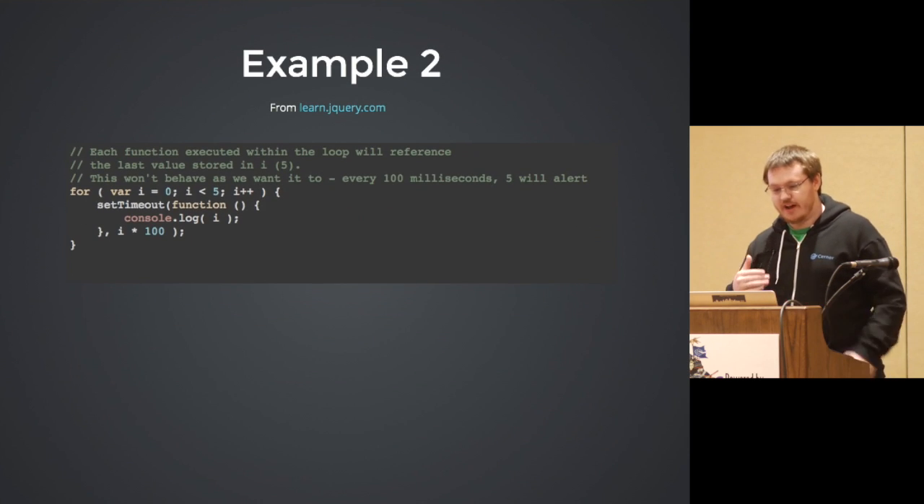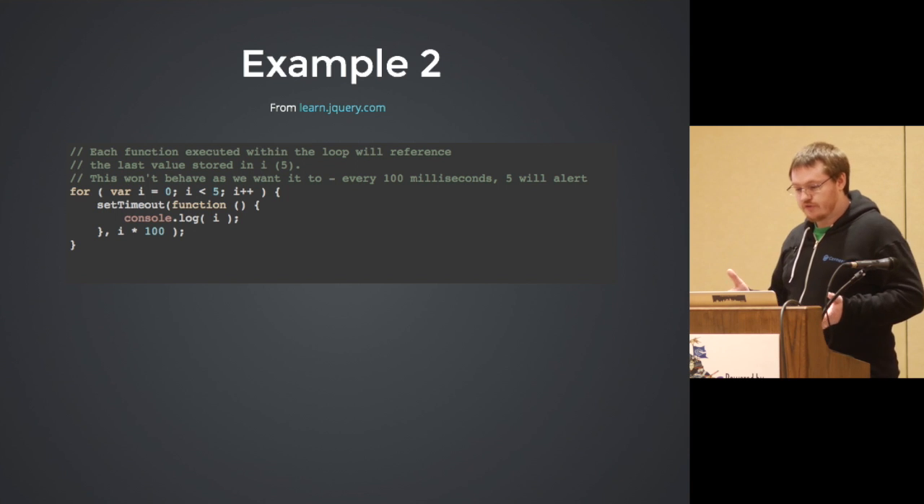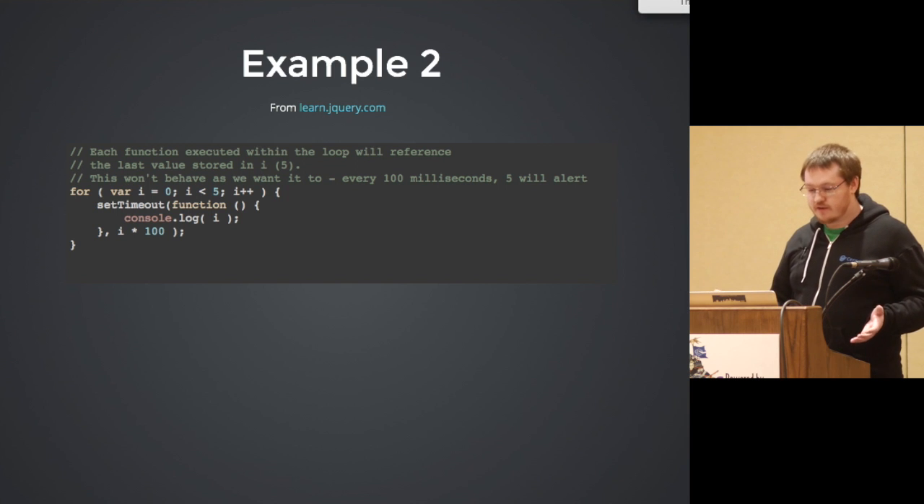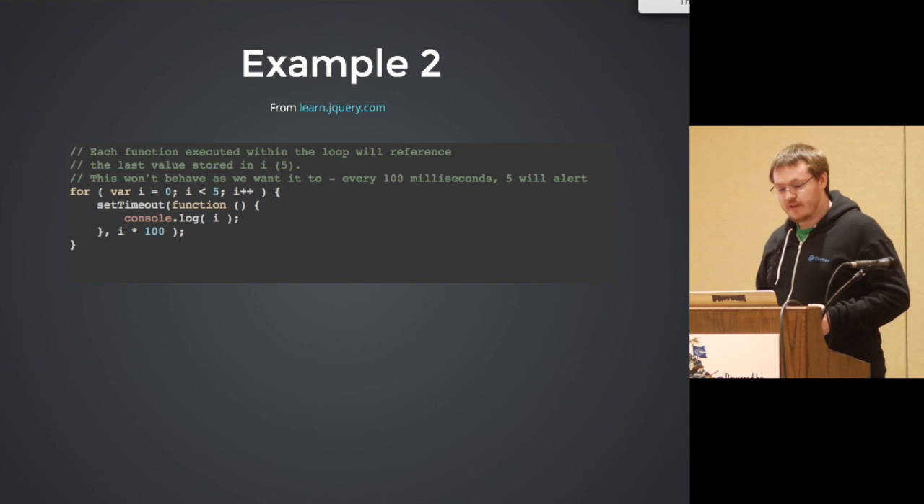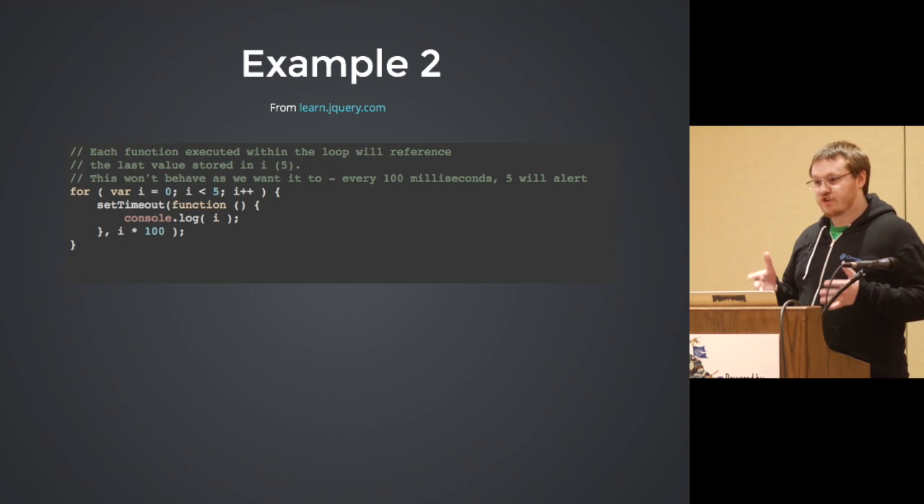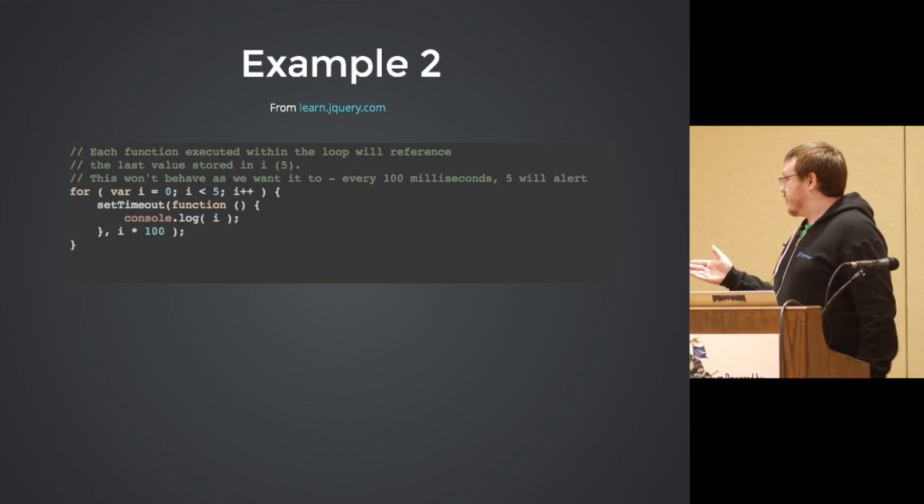So the guys over at jQuery made basically a set of articles where you can learn about JavaScript. It's learn.jquery.com, JavaScript 101. And they have probably my favorite example of a closure in action. It's simple, and it just really works. And this is it. Pretty much copy pasta.